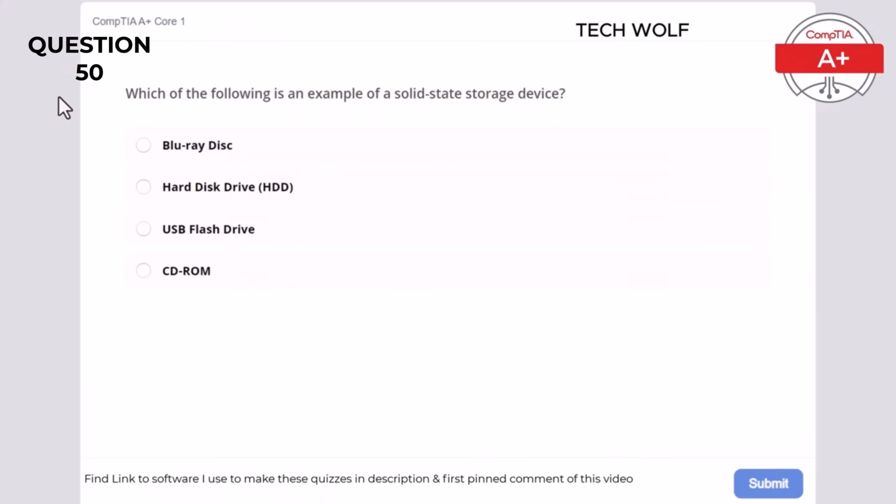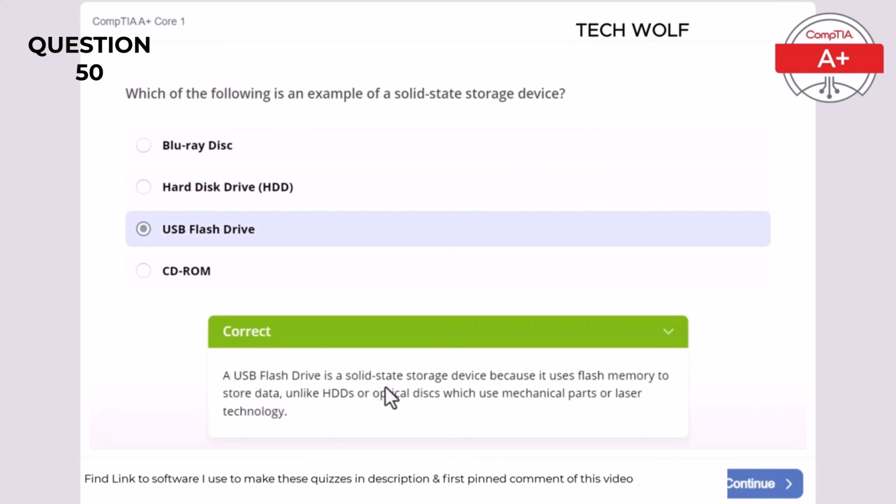Which of the following is an example of a solid-state storage device? Blu-ray disc, hard disk drive, USB flash drive, or CD-ROM? And the correct answer is USB flash drive. A USB flash drive is a solid-state storage device because it uses flash memory to store data, unlike hard drives or optical discs, which use mechanical parts or laser technology.